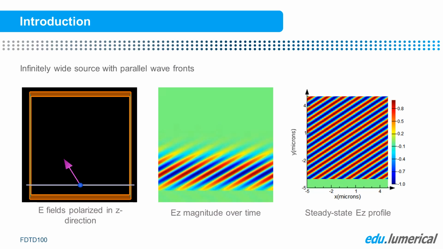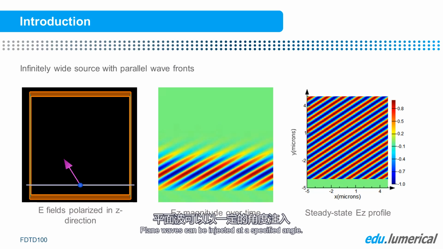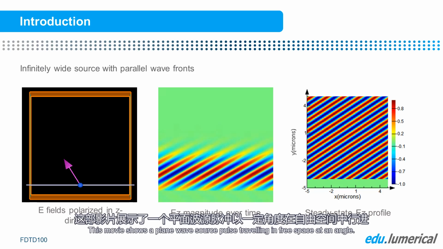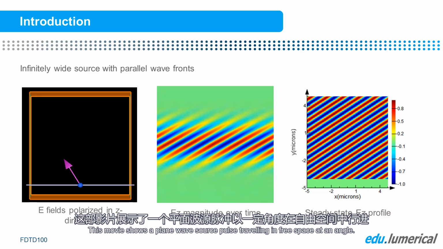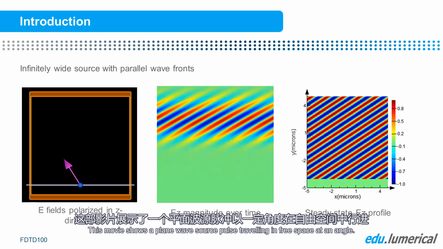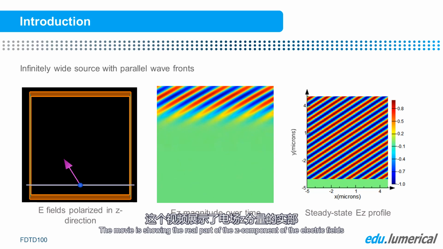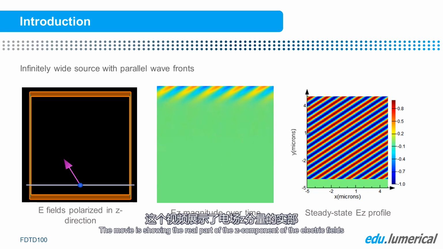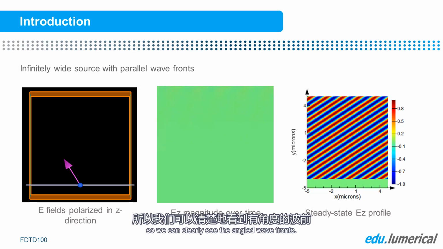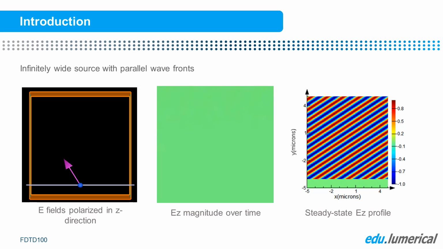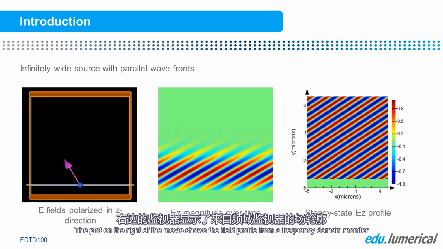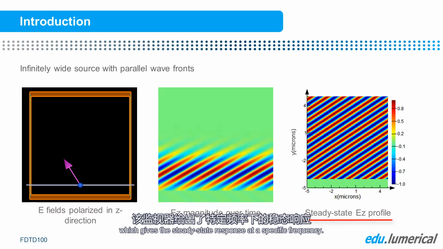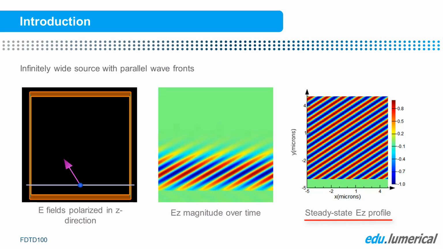of this course. Planewaves can be injected at a specified angle, and this movie shows a planewave source pulse traveling in free space at an angle. The movie is showing the real part of the Z component of the electric fields, so we can clearly see the angled wavefronts. The plot on the right of the movie shows the field profile from a frequency domain monitor, which gives the steady-state response at a specific frequency.